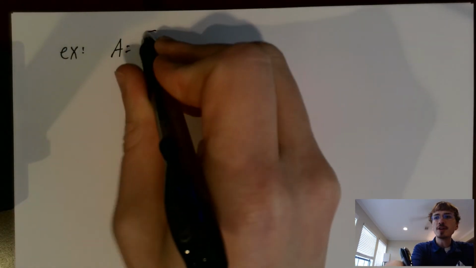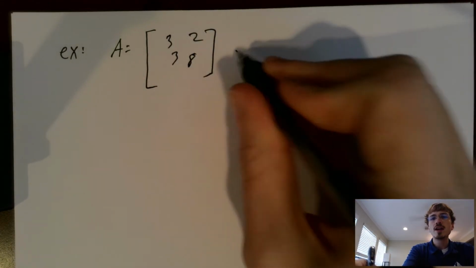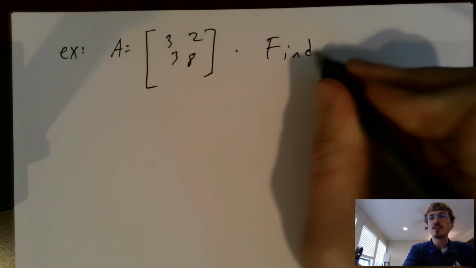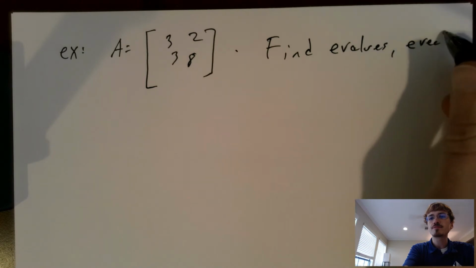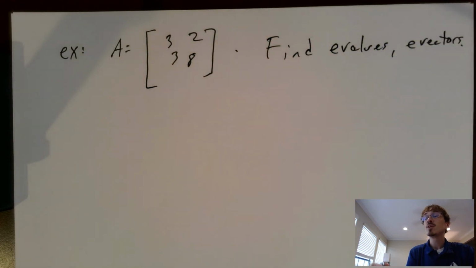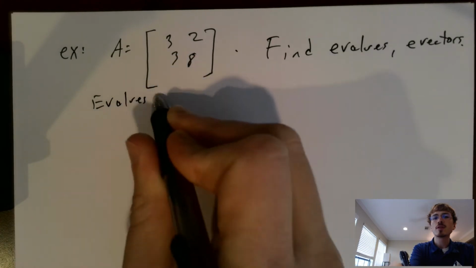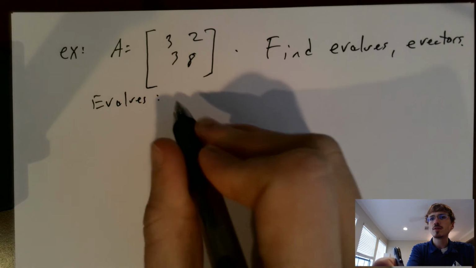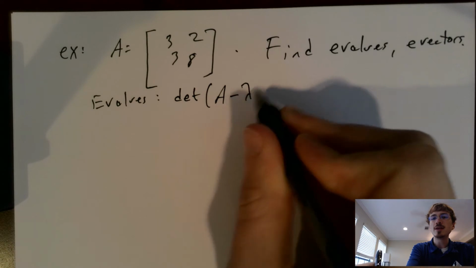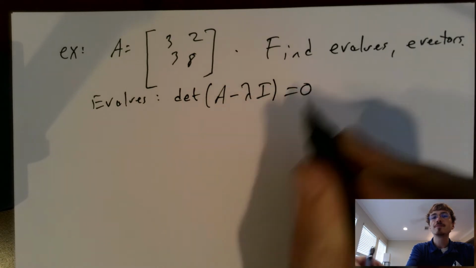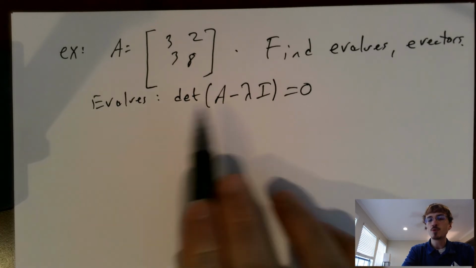Let A be your favorite matrix, 3, 2, 3, 8. And our goal in this exercise is to find the eigenvalues and the eigenvectors. Remember, what do we need? To find the eigenvalues, we need to compute that characteristic polynomial, determinant of A minus lambda I. We know the eigenvalues lambda have to satisfy this equation. So we're going to compute that in a second.